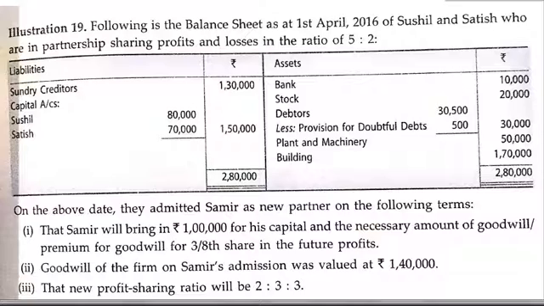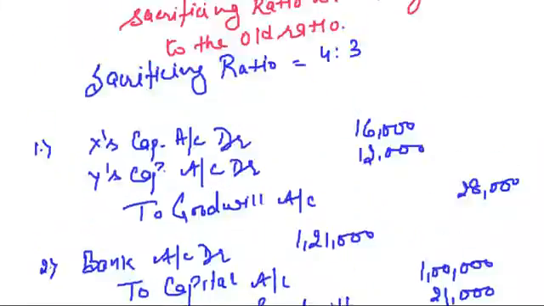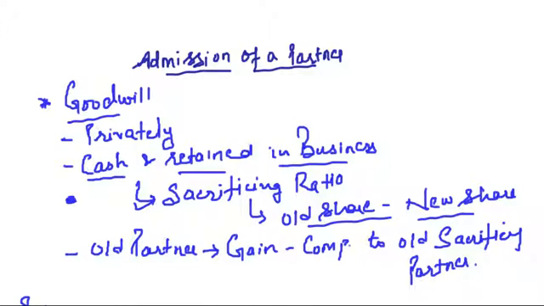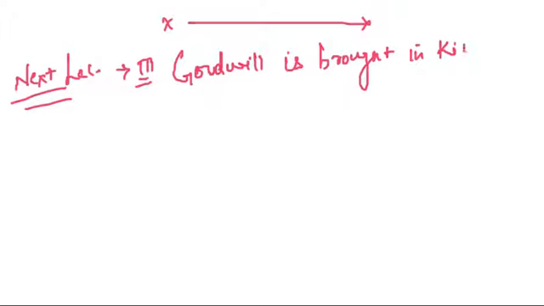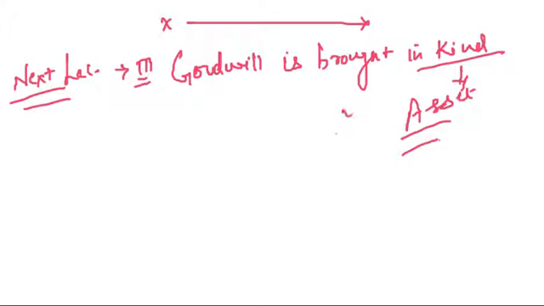So this is all with the case 2 of goodwill, where the goodwill was brought in cash and retained in business. We have done practical problems, and in the next lecture we will move to the next topic. Next lecture we will move to case 3, where the goodwill is brought in kind. In kind means in form of some asset. How we are going to deal with that, we will see in the next lecture. Right? This is all for this lecture. Thank you, friends.